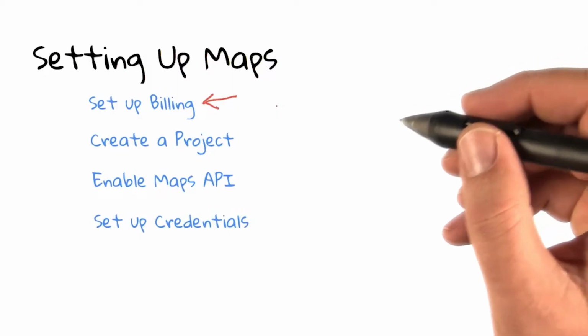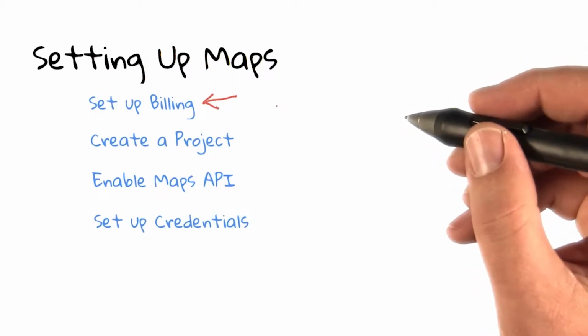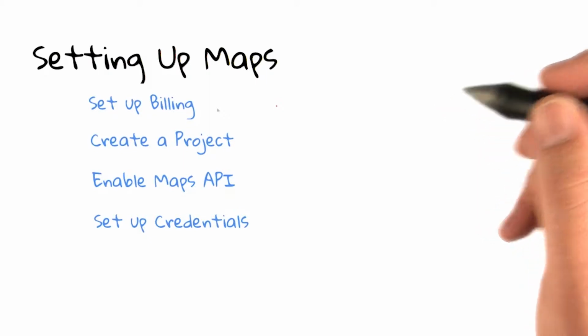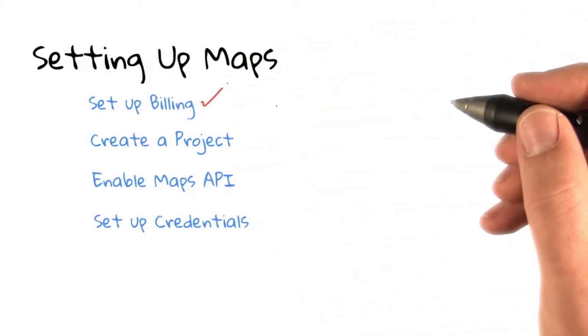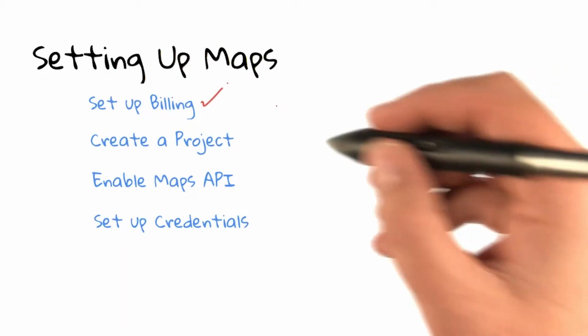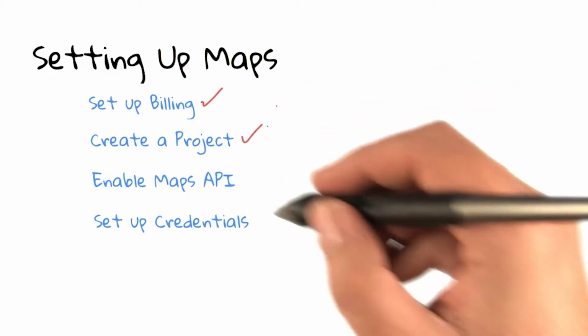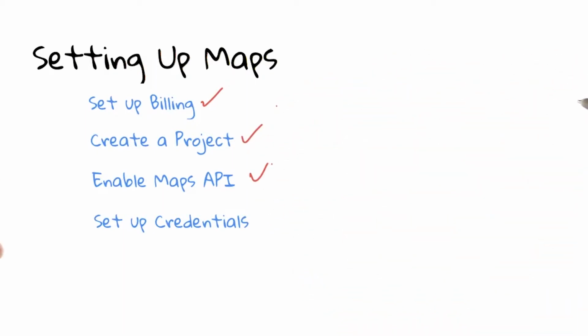Now that you have your SHA-1 fingerprint, let's take a moment to go over the four steps that you'll need to take to set up Maps. In order, the first thing that you'll do is to set up billing for your account. Then you're going to create a project. Then you're going to enable Maps on that project. And finally, you're going to set up the credentials.